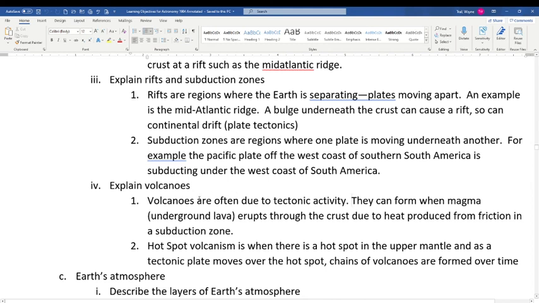So, explain volcanoes. Volcanoes are due to tectonic activity. They can form when magma erupts through the crust due to heat produced by friction in the subduction zone. You can also just get a hot spot under, say, an oceanic crust, which is fairly thin. You can just have some magma under there that's really hot, and it will work its way up through the crust, and then you get a volcano there. But if the crust is moving, then over time you get a chain of volcanoes. Like the Hawaiian Islands are a chain of volcanoes that are forming over a hot spot in the mantle underneath the crust that's moving along over that hot spot.